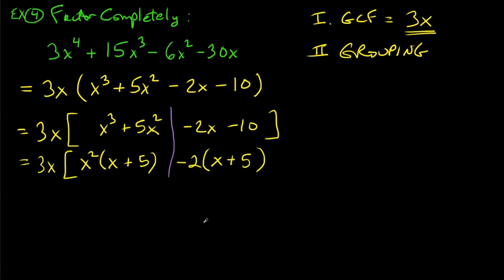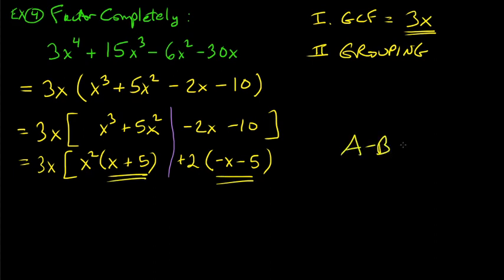If you don't factor out the negative, if you factor out a positive 2, you're left with negative x minus 5. But that's not the same as x plus 5. They're opposites. So remember what I said: when you have a minus b, or b minus a, you can always factor out a negative sign. That's what we should have done here. We should have factored out a negative 2 instead of a positive 2.